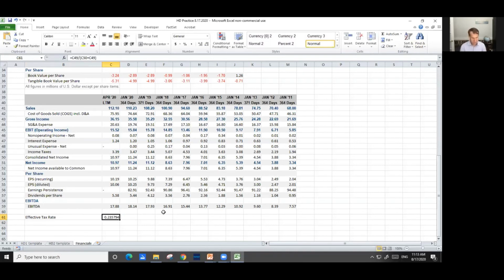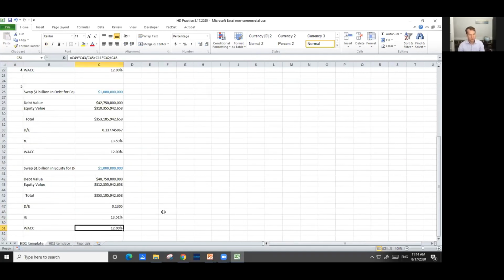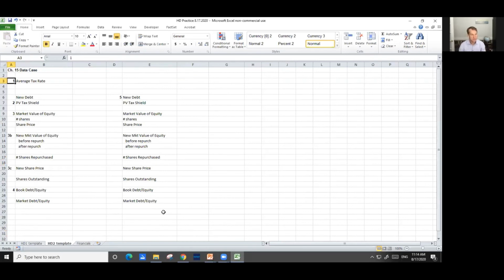So we'll see that the LTM, last 12 months, period had a 23.6% tax rate, and then the prior 3 periods had the same rate, and then it was much higher before the taxes changed a couple of years ago. So let's do an average of all that in our template. So, average tax rate.